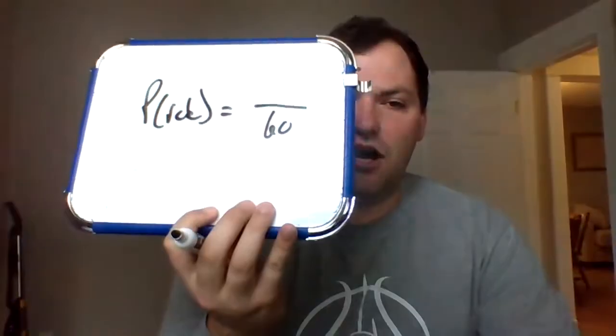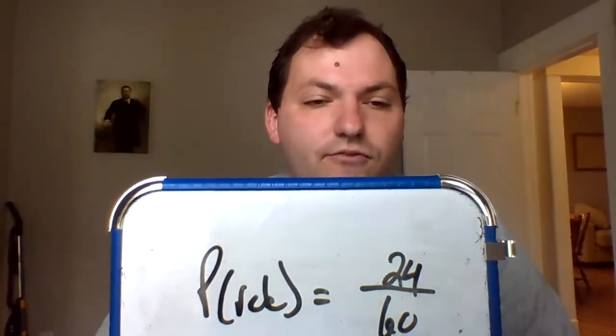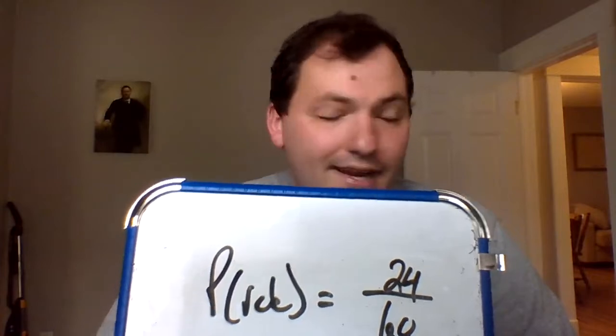Let's do the easy one first, right? How many times would the spinner be spun? It is 60 times. So that goes in our denominator. Then we go over to the red section. How many times was red spun? Well, that's 24 times, isn't it? So the experimental probability of red was 24 out of 60.